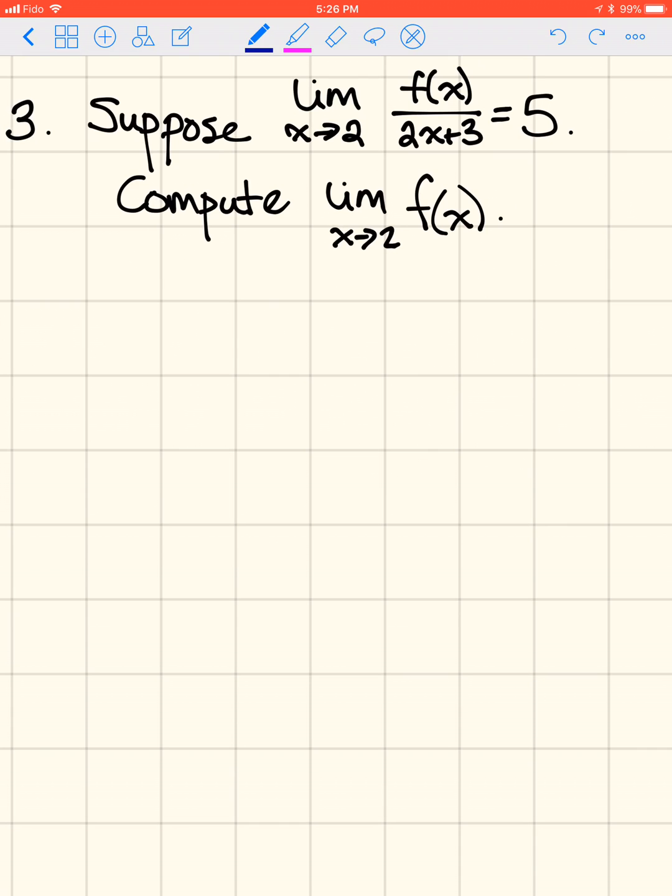Okay, I've got a fun new question for us today. Here we're given an expression which is the limit of a function divided by something, and we want to find the limit of just the function.